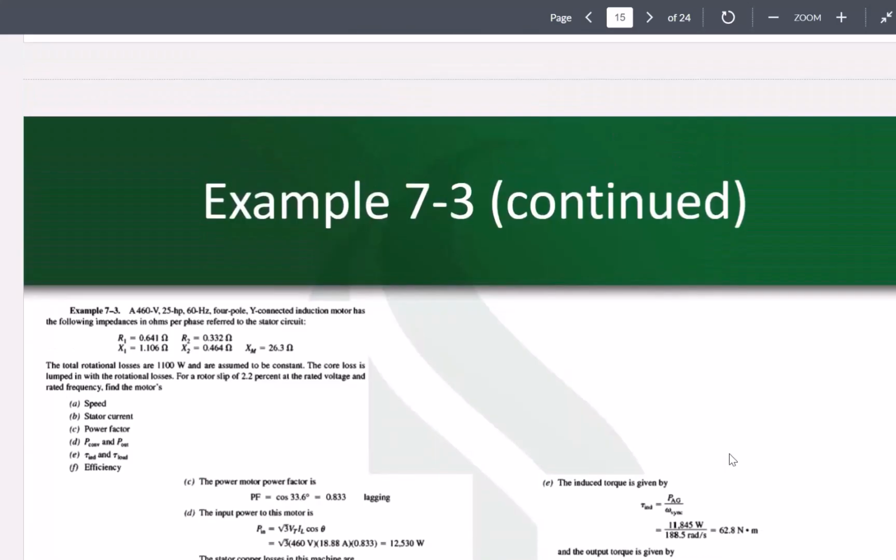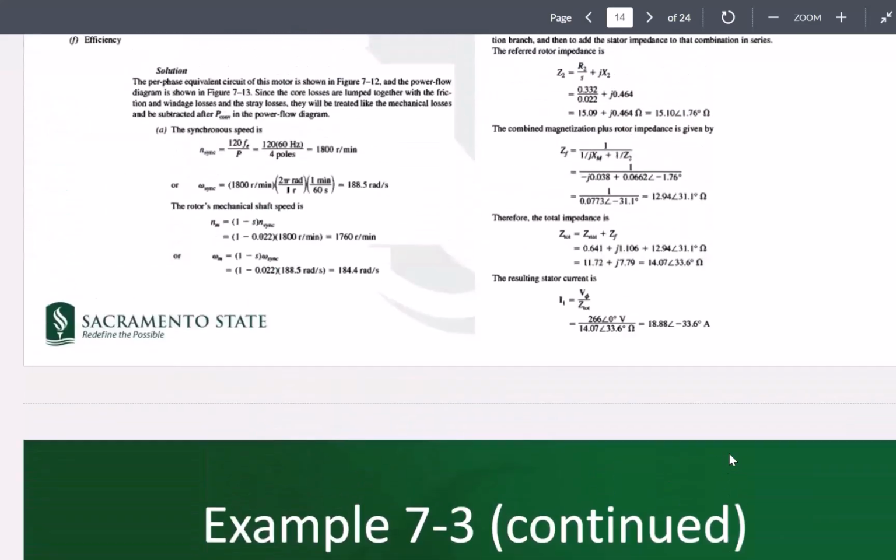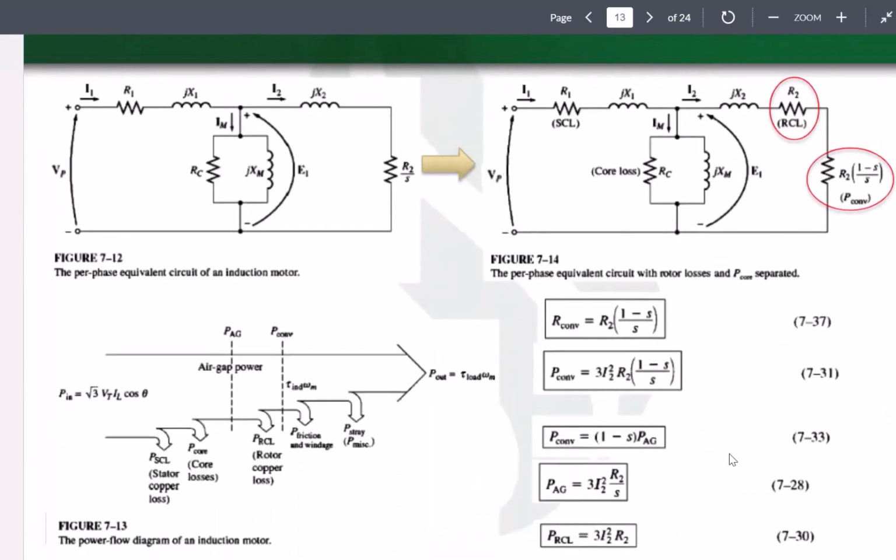So this is a problem in which the slip was given. We typically have two types of problem in induction motors. The first one is when you know the slip, and since you know the slip, you can find out the equivalent impedance and come up with the rest of the calculations.